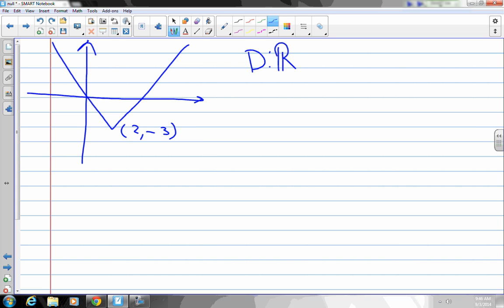Now the range is different. For the range, I'm looking at the y-axis. So if I do that whole shine a light, cast a shadow analogy, is the entire y-axis going to be shadowed? Now, what is shadowed on the y-axis? Everything above -3, including -3, right? So the range here is everything from -3, because that's the lowest point on this function, and up. So the range here is from -3 to infinity. Does that make sense?